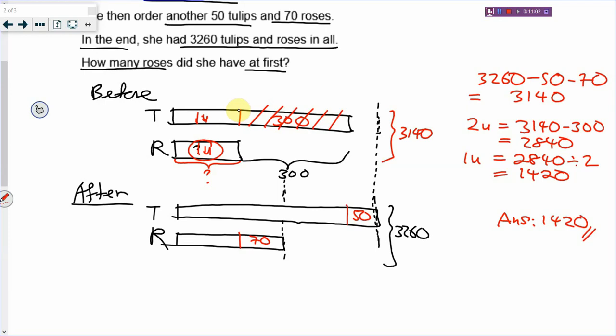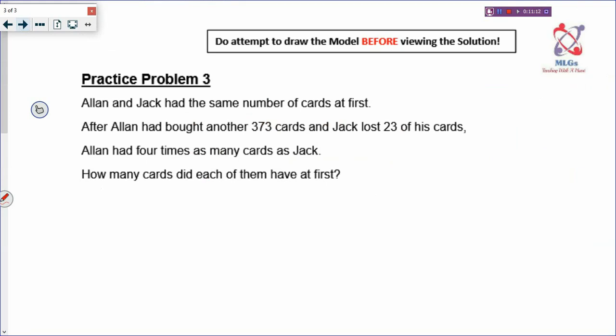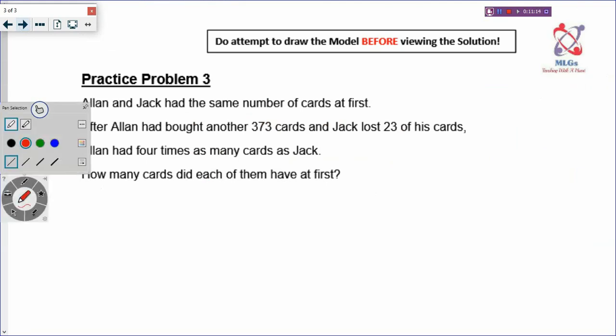Alright, so it is your own style, right? Use your own style to draw and your own style to manipulate the model to work out the answer. Okay, let's go to the last problem. Now, question number 3.